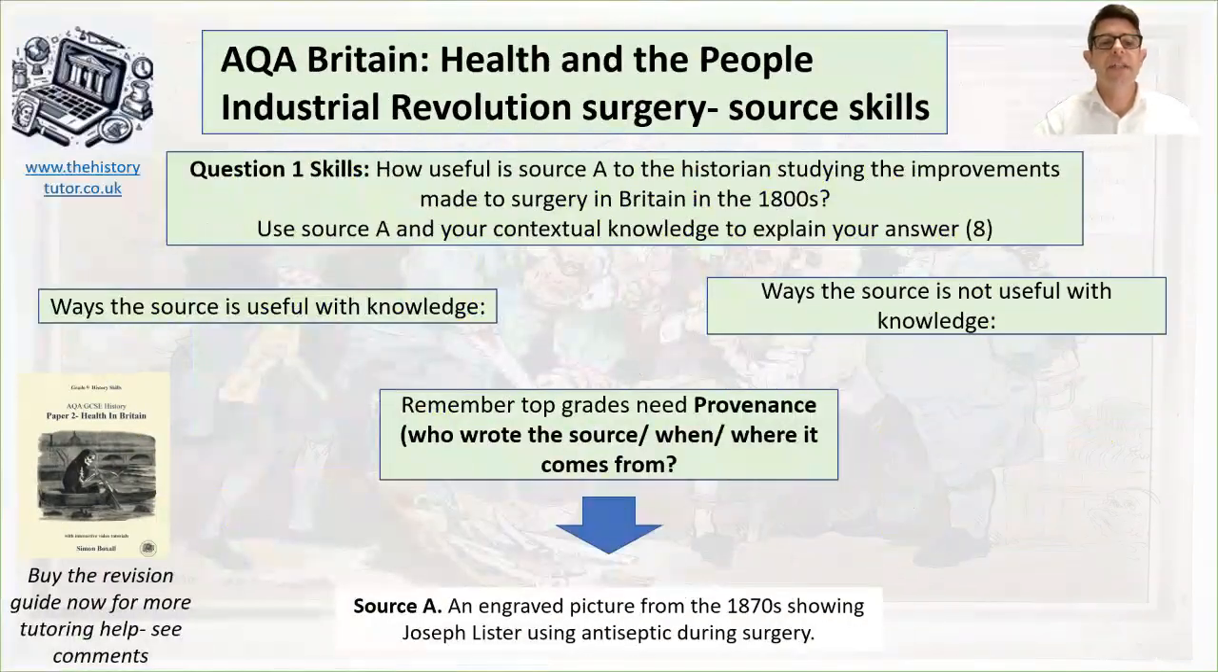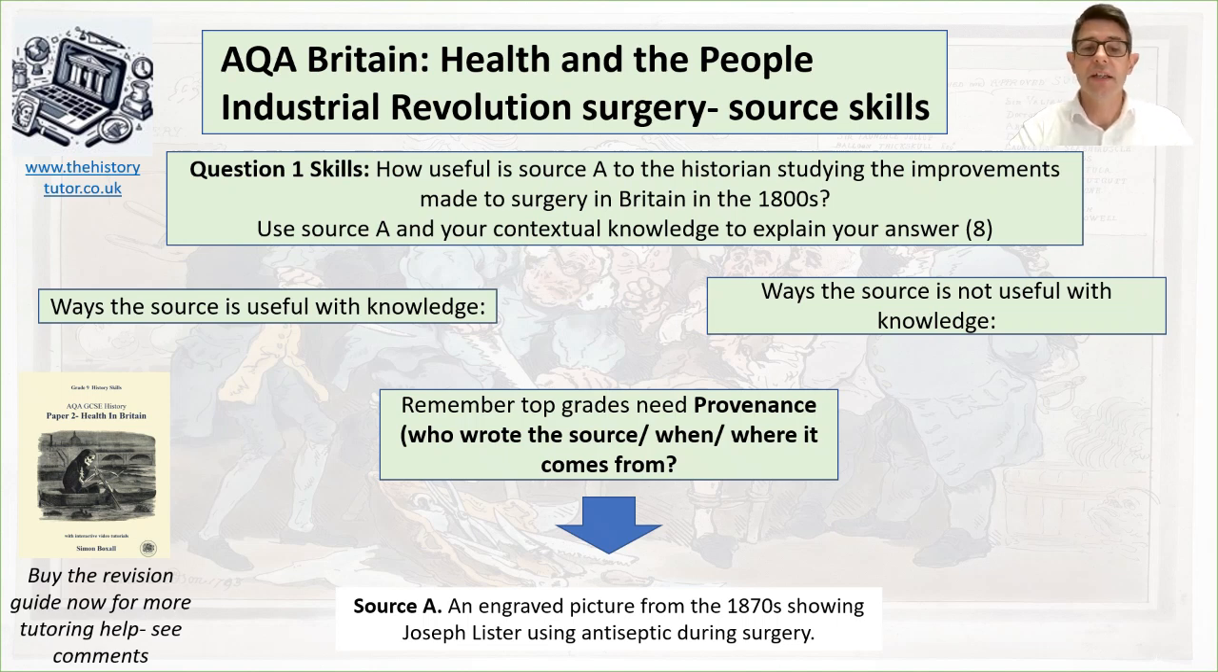So next, let's have a think about the provenance. So this is the box normally that goes with the source. In this case, it says source A, an engraved picture from 1870s showing Joseph Lister using antiseptic during surgery. Have a think about what this is, when it's from. Do we know anything about who it is? Do we know anything about the purpose it has? What could we pick up as ideas about the usefulness of this provenance? Pause me and work out some ideas.